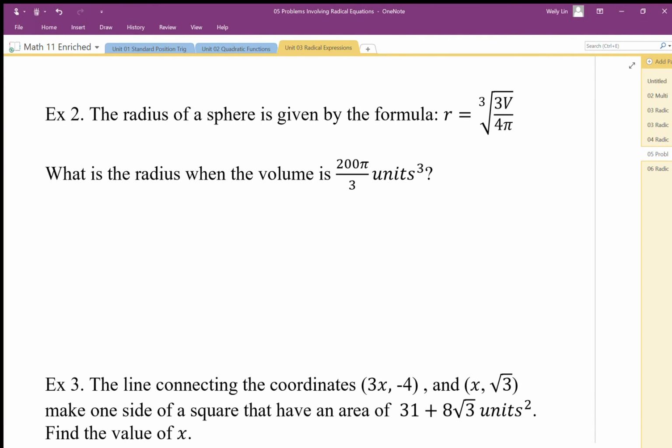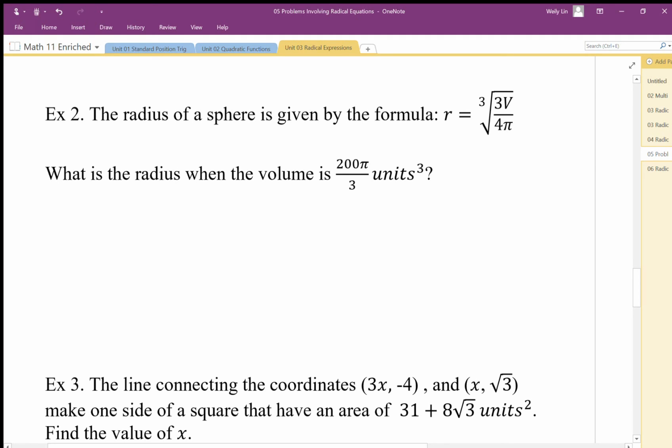So there's a formula for the radius of a sphere. It comes actually from the volume of the sphere formula. And if we rearrange it, we end up with the radius is equal to the cube root of 3 times the volume divided by 4 pi. So if the volume is 200 pi over 3 units cubed, how do we find the radius?